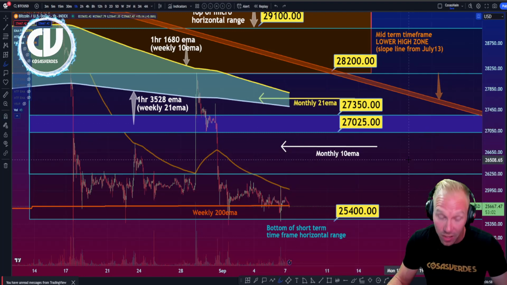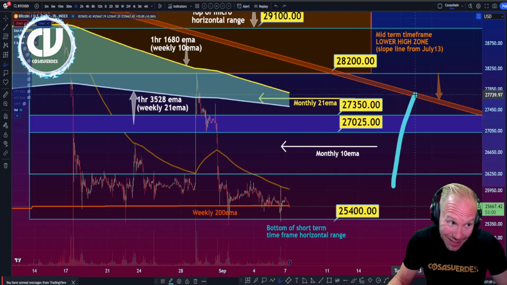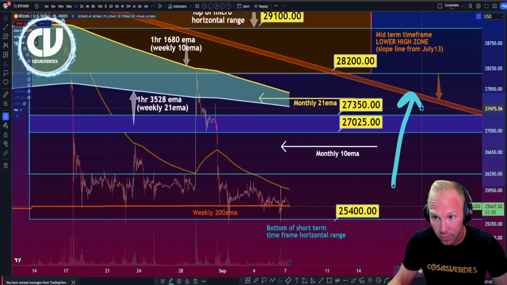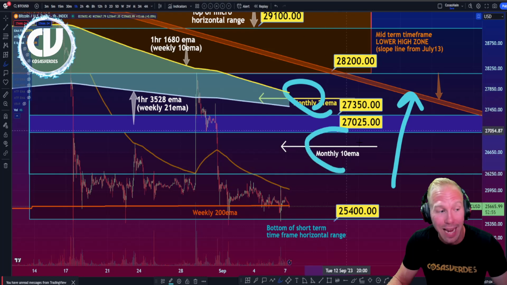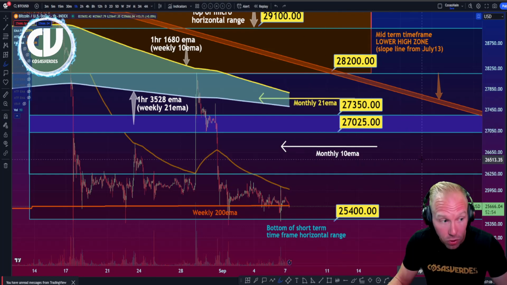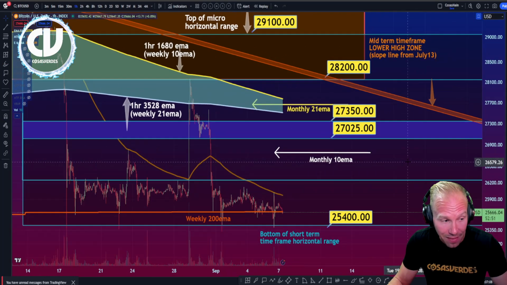So to the upside, there's literally no real upside until that is broken, which would also get you above the monthly 21 and the monthly 10, which would be super, super significant. And that is the short-term time frame.